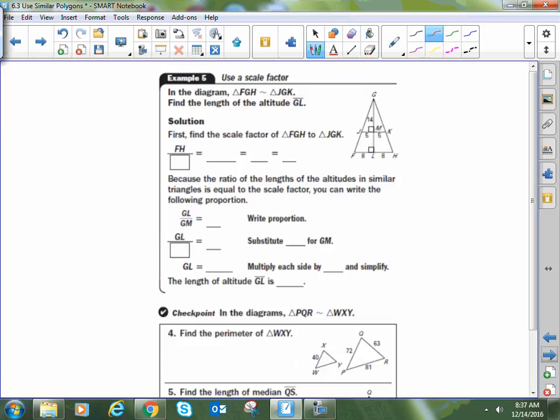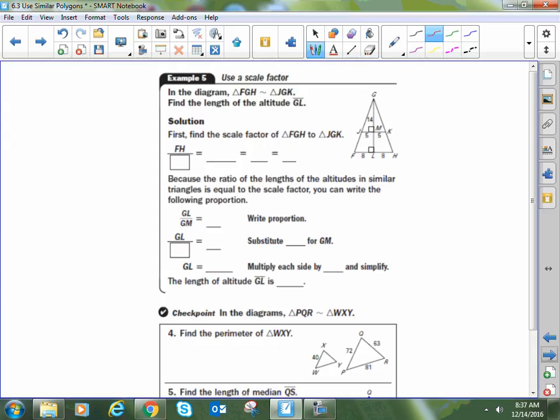Now here we're going to actually start using the scale factor to figure out parts of other figures, kind of like what we saw in the basketball court. But in the basketball court, we were actually looking at the perimeter with the scale factor. Here we're going to be looking at just individual parts.